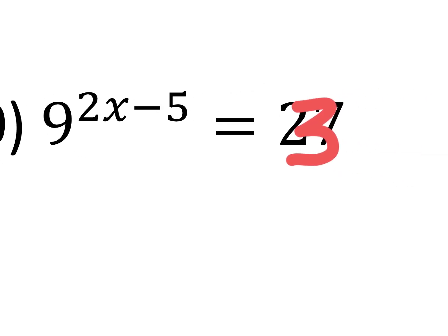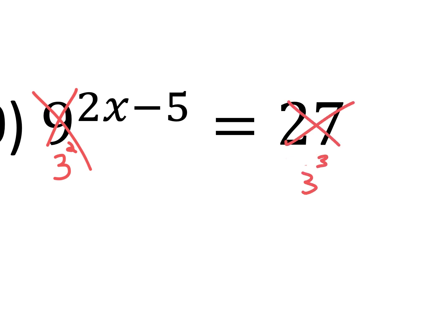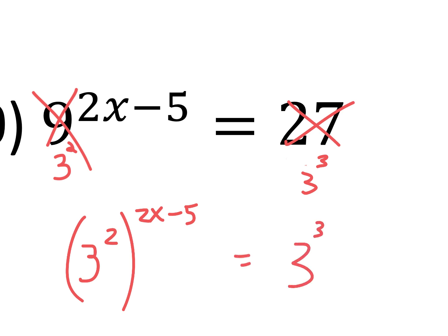So think that through for a second. Do you get we can make this into a 3? I mean, 9 isn't 3, but it's 3 squared. And 27 isn't 3, but it's 3 to the third. Do you get then that when you rewrite this, the bases will be the same? 3 to the second to the 2x minus 5, equals 3 to the third.